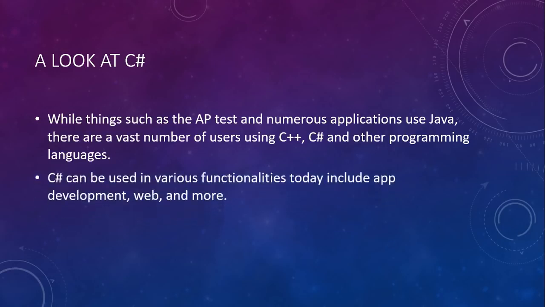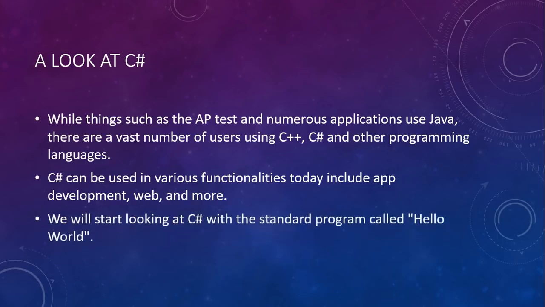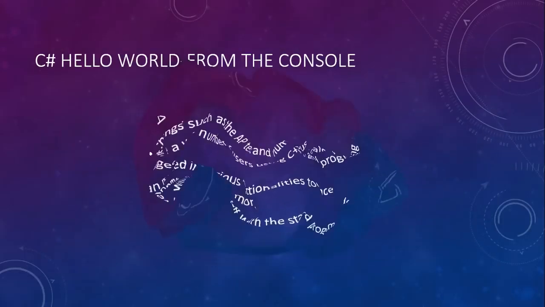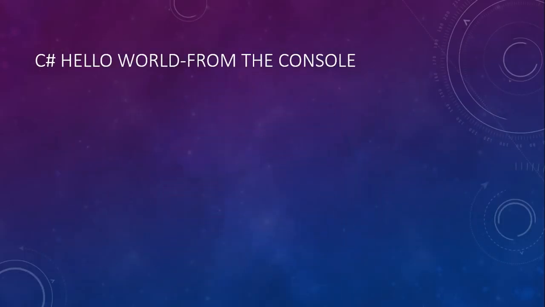Now, C# is used in various functionalities today, which includes things such as app development, the web, a lot of web apps or web development extensions, and much, much more. All right, so C# is not limited to simply just a little novelty thing. It is a full-fledged programming language. Now, we're going to start looking at C# with what's known as the standard program, Hello World. So let me just go ahead and get us over here to looking at how that code is going to look.